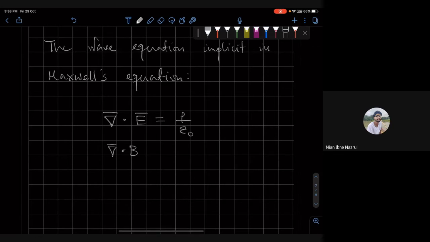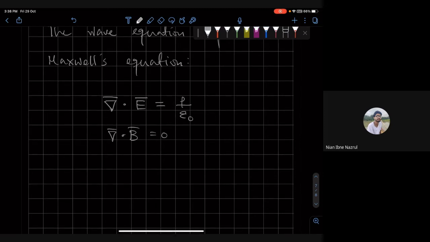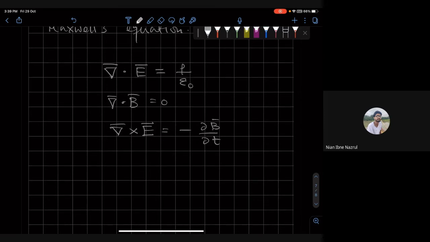Then we have divergence of B, the absence of magnetic monopoles. Curl of E is equal to minus the time derivative of B. This is Faraday's law; the negative sign, which is important for conservation of energy, is called Lenz's law. And then we have curl of B equal to mu naught J plus mu naught epsilon naught times the time derivative of E.